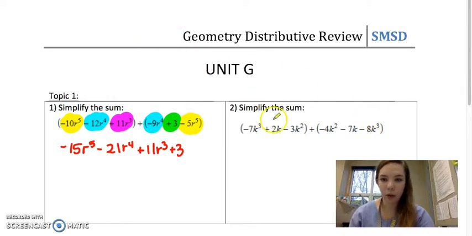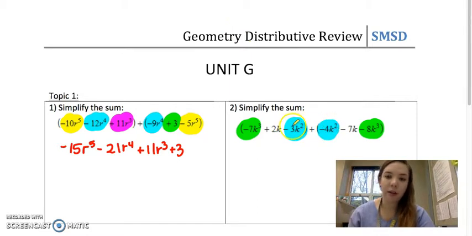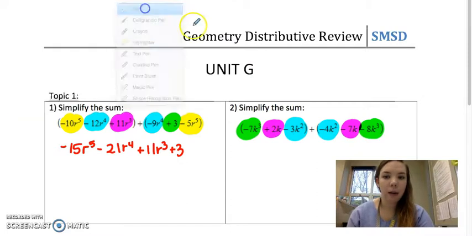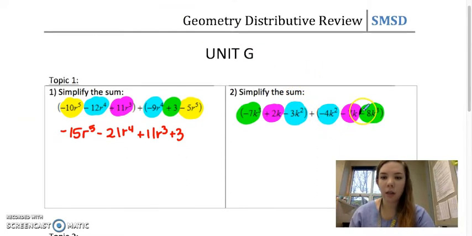Okay, so number 2, it looks like I have some k to the third powers, some k squareds, and again I'm highlighting whatever sign is in front of it too. And then some k to the first. So if I combine my green ones, negative 7k cubed and negative 8k cubed is negative 15k cubed. Negative 3k squared and negative 4k squared is negative 7k squared. And 2k and negative 7k is negative 5k.